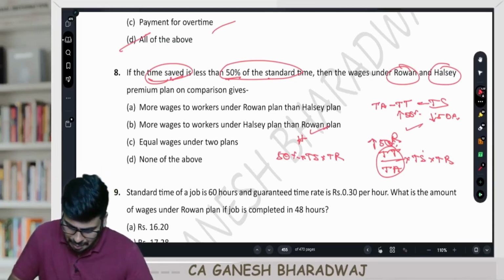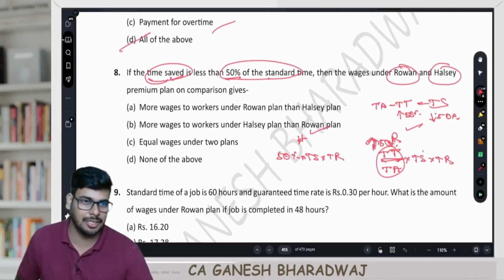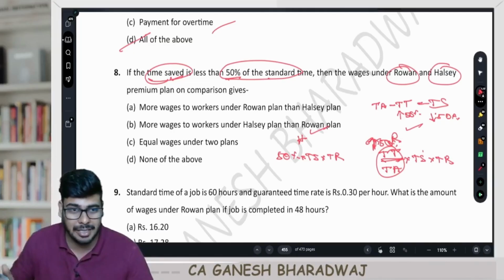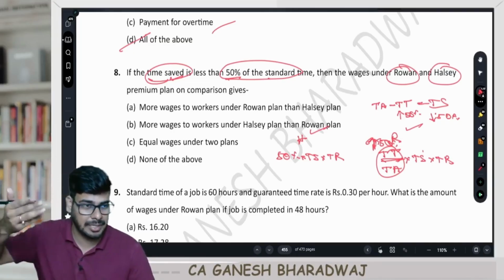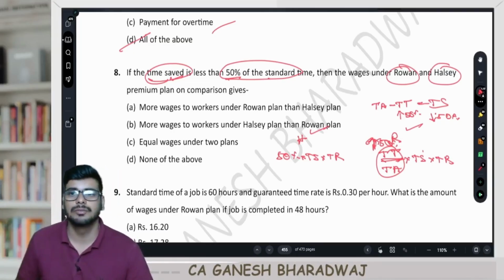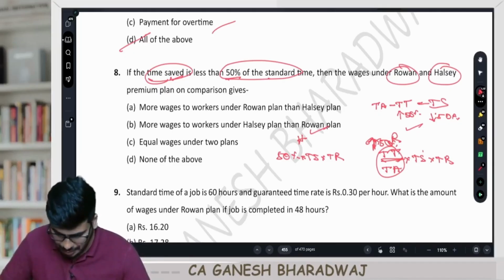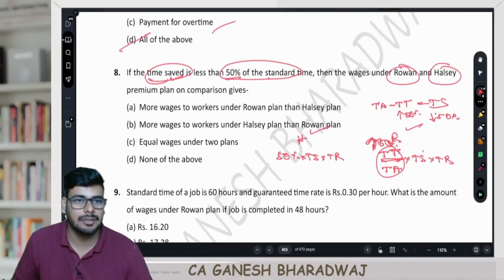The time taken by time allowed is more than 50%, boss. 50% means what? 50% on time allowed, no? They themselves have directly given time taken by time allowed is greater than 50%. You tell me which will give higher? You are not able to understand.